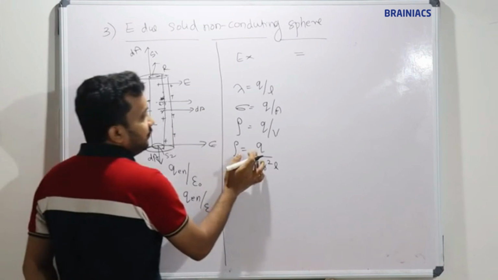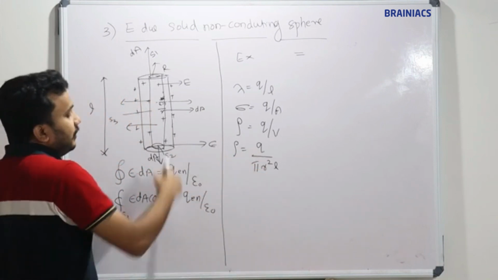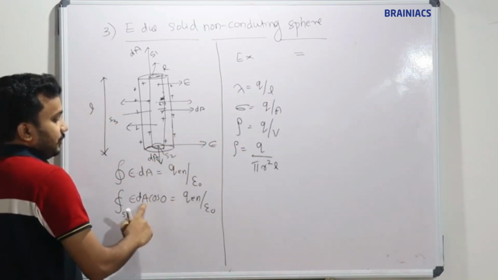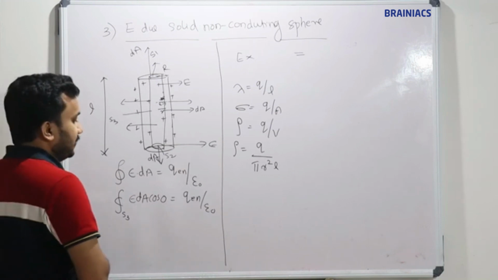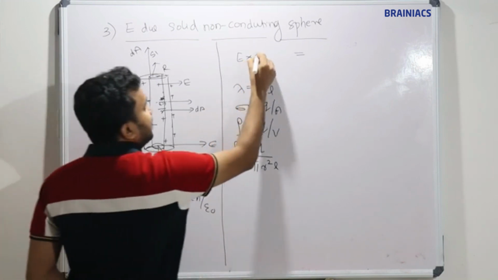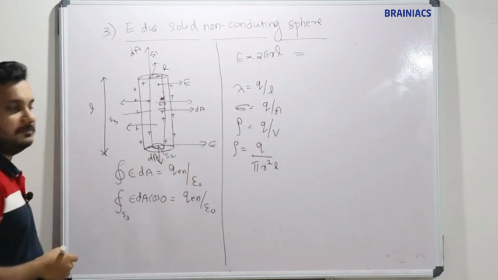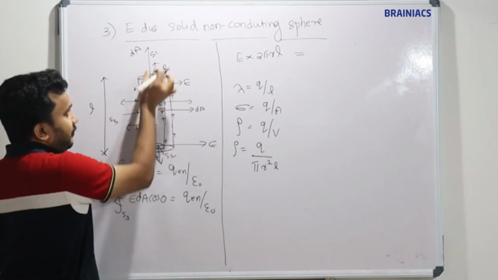And so instead of q we can replace here pi r square times L. So coming back to the equations, E dot dA cos 0, dA is the surface area. What is the area of this cylinder? It is 2 pi r times L. Okay, area of the cylinder is 2 pi r L, small letter r for this area.